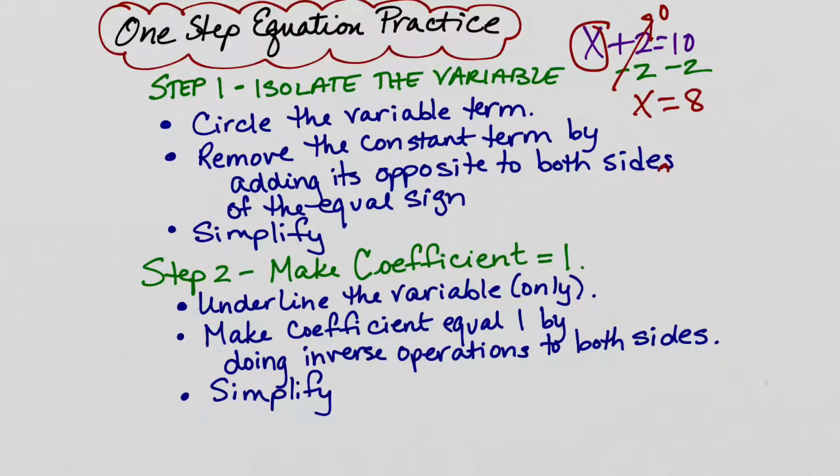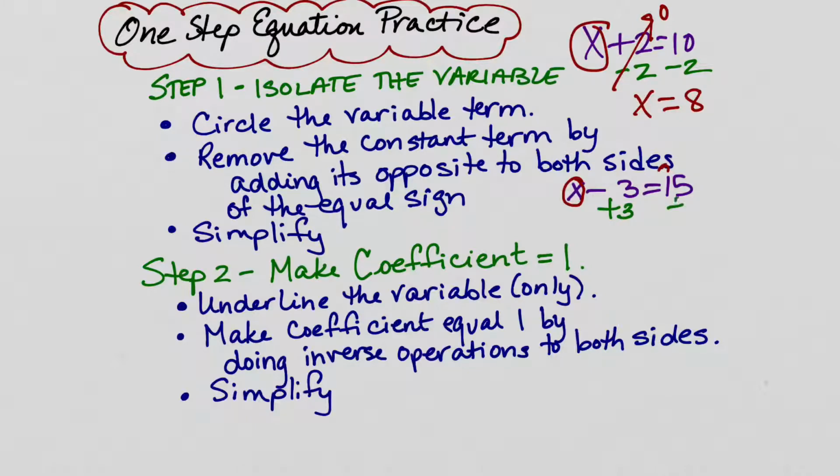Let's try a different one. X minus 3 equals 15. So in this case, I'm going to first circle my variable term, which is just the x by itself. And then I'm going to remove the minus 3, the constant term, by adding its opposite. So what's the opposite of a minus 3? Hopefully you're all going to tell me plus 3.